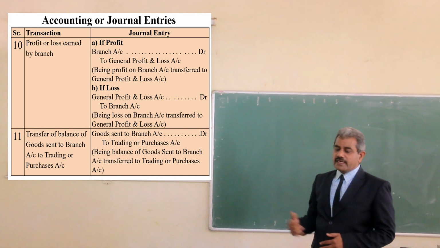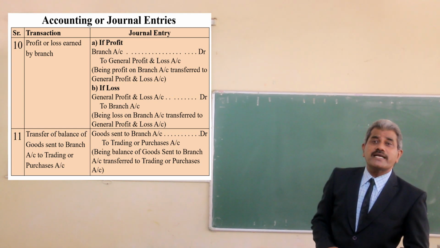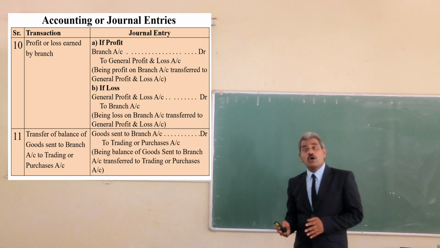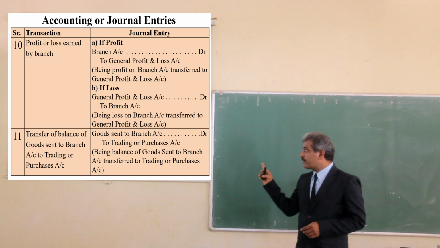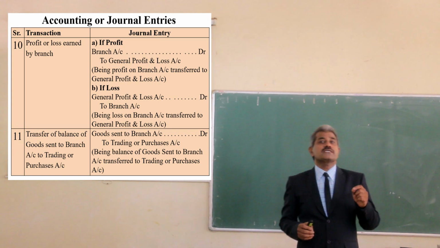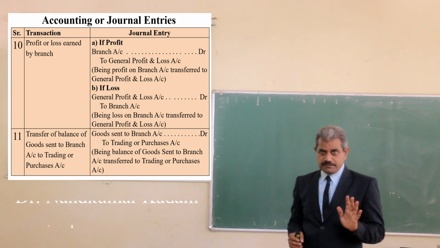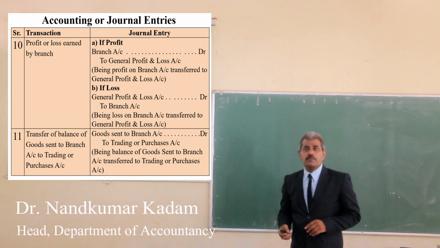And finally, the balance of goods sent to branch account is transferred to the trading account or purchase account. Entry is goods sent to branch account debit to trading account or purchases account.